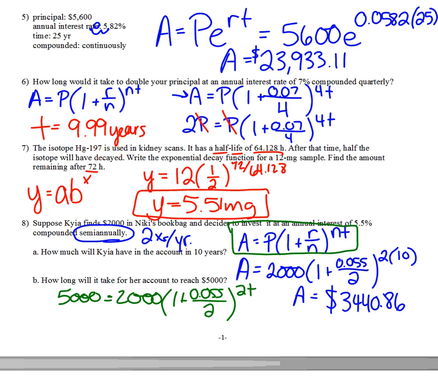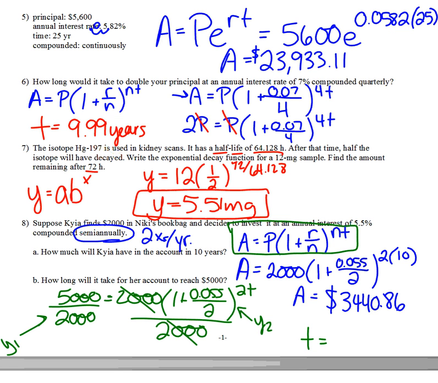All right. Now here we have a formula that we could simplify with a logarithm and solve. But for now, we're just going to use the calculator. You plug 5,000 over 2,000, that's just 2.5, into one side, and you plug this part that's left into y1. You plug this into y2, and you find the intersection. And the intersection is t equals about 16.9 years.